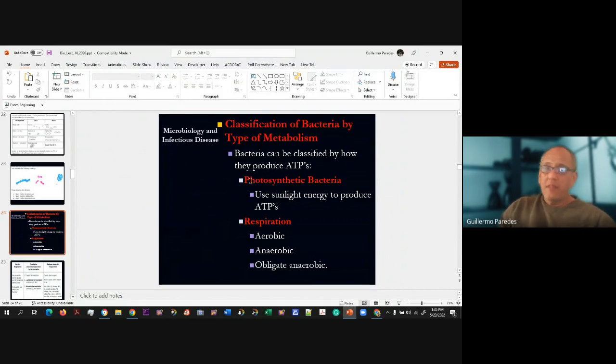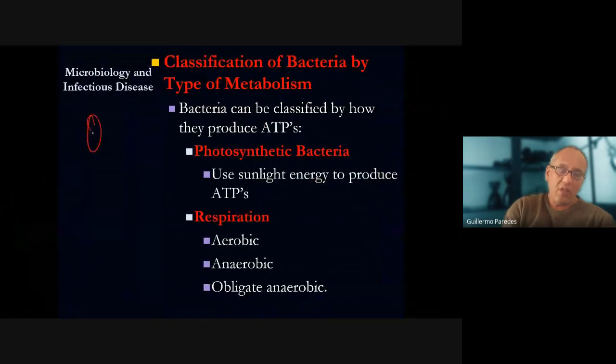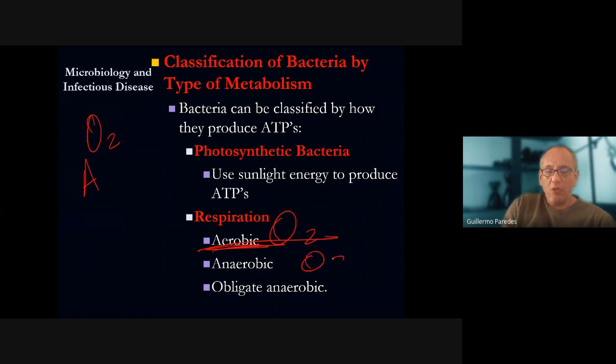But definitely we have another classification that is according to the metabolism. Very simple. In addition to the color, the shape, and the organization, we have the metabolism. What is this metabolism? We have bacteria that need oxygen to survive. When they need oxygen, they are called aerobic. When they don't need oxygen, they are anaerobic.